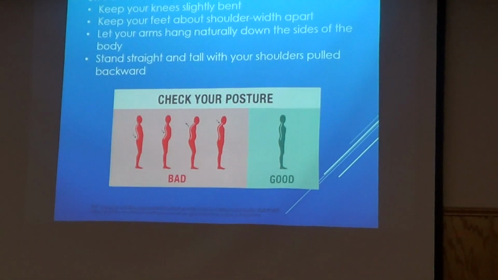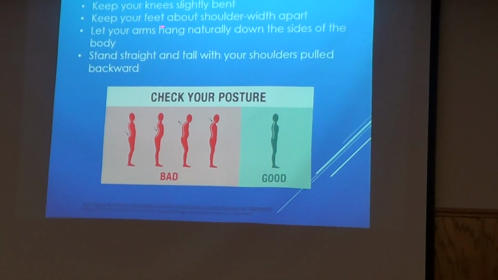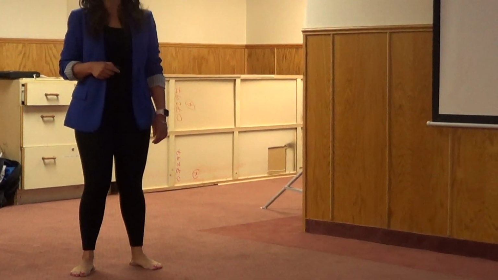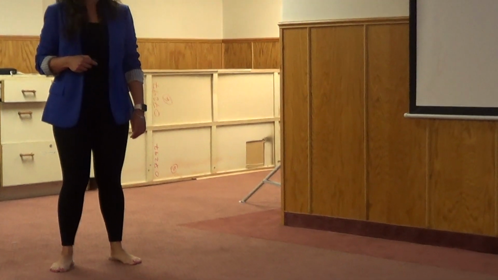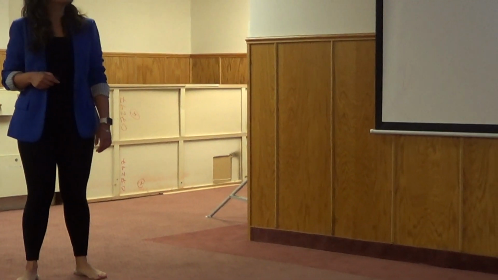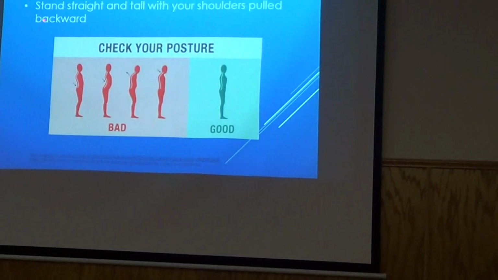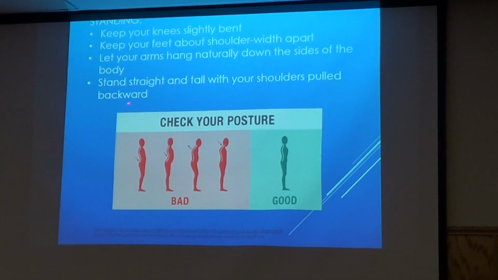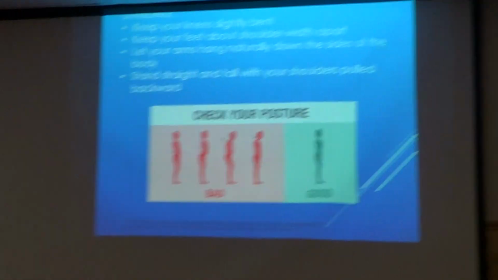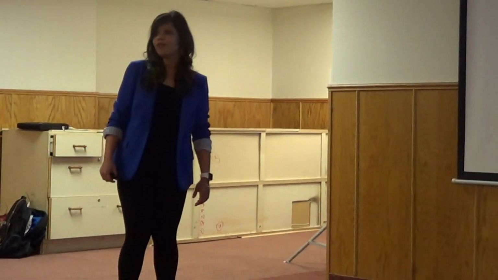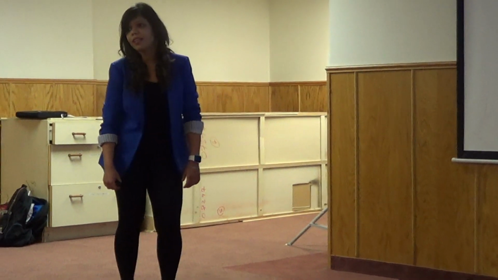Standing posture. Keep your knees slightly bent. Keep your feet about shoulder width apart. Let your arms hang naturally down the sides of the body. Stand straight and tall with your shoulders pulled backwards. So we stand like that. If you're doing this, I'm exaggerating, but if you're standing like this, that's not good for our back.